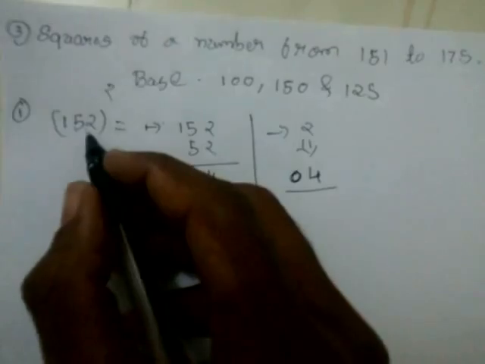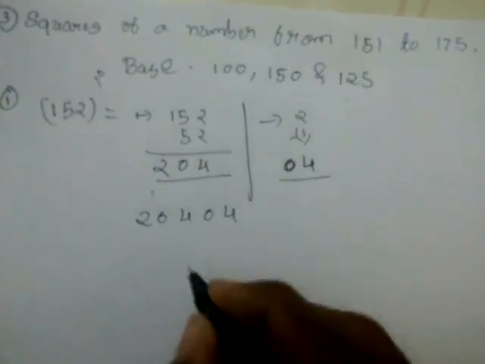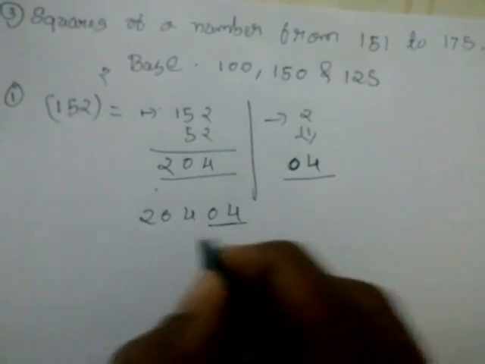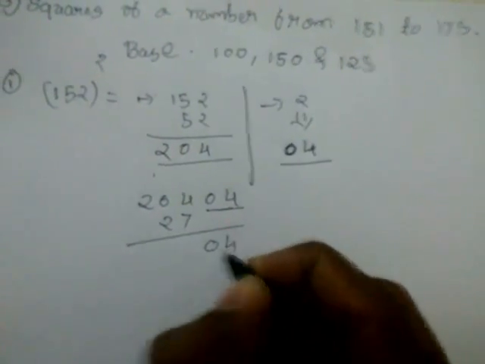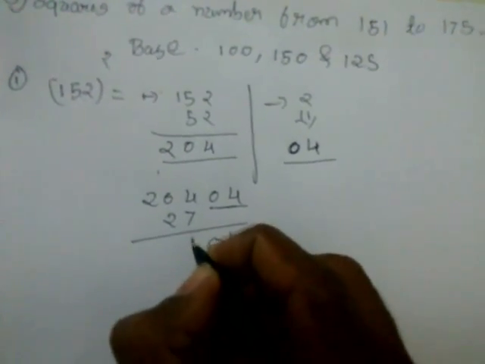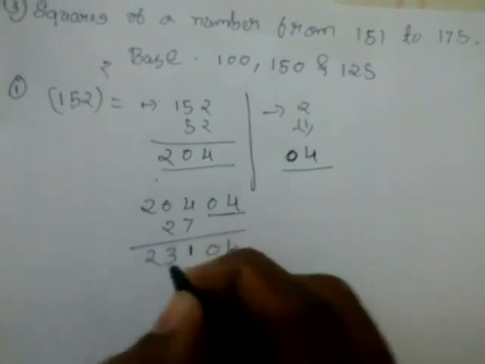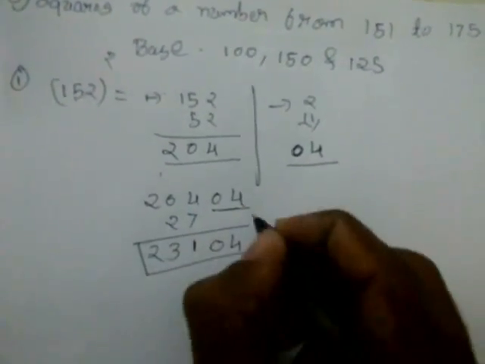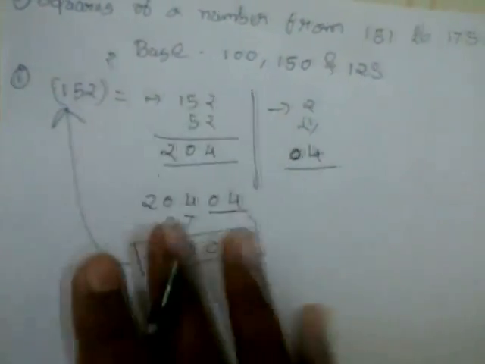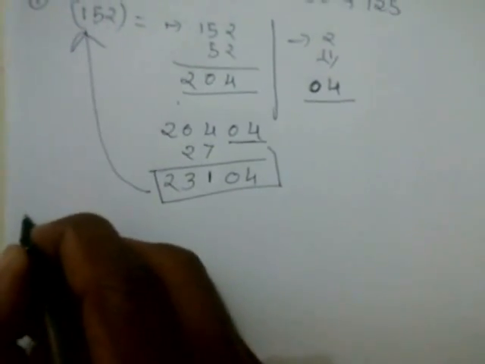And now find the difference between 152 and 125. It's 27. So leave the last two digits and add 27 here. Add them together. 23104. This is the answer for 152's square.